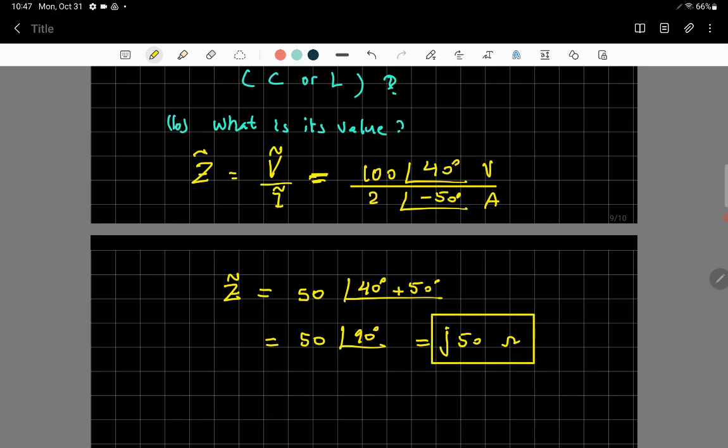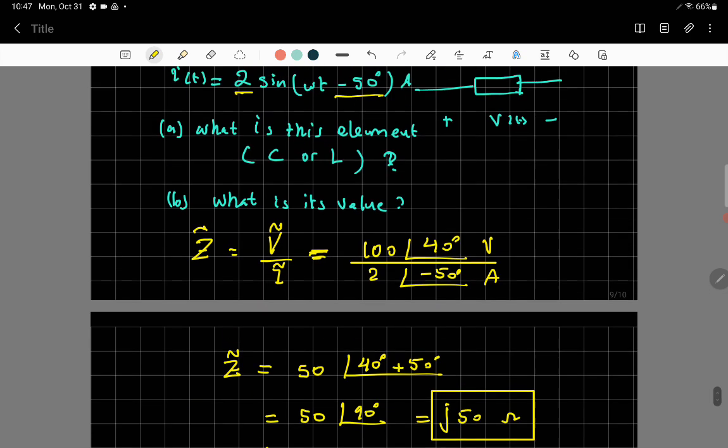So the element now is clear that its impedance is equal to positive j, and positive j happens only with the inductor. So I'll say since Z, the impedance, has positive j, it's an inductor.